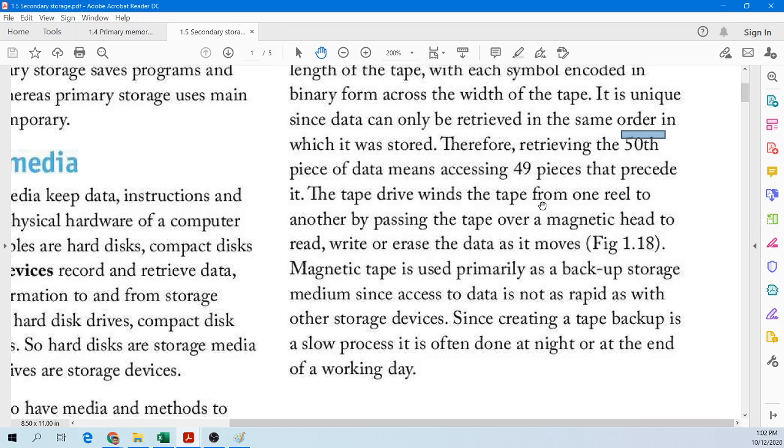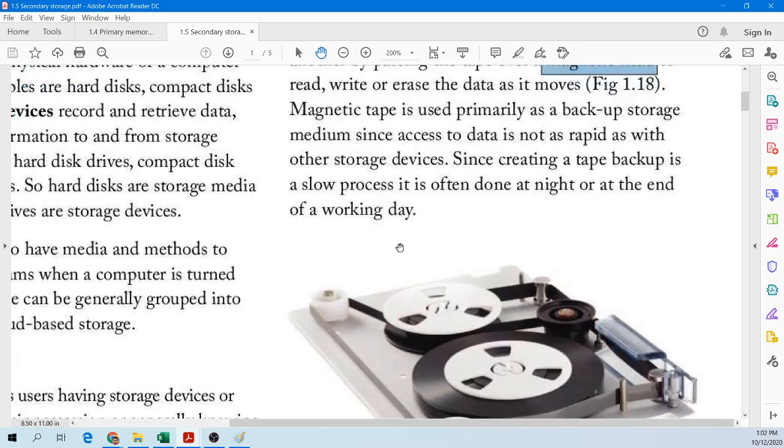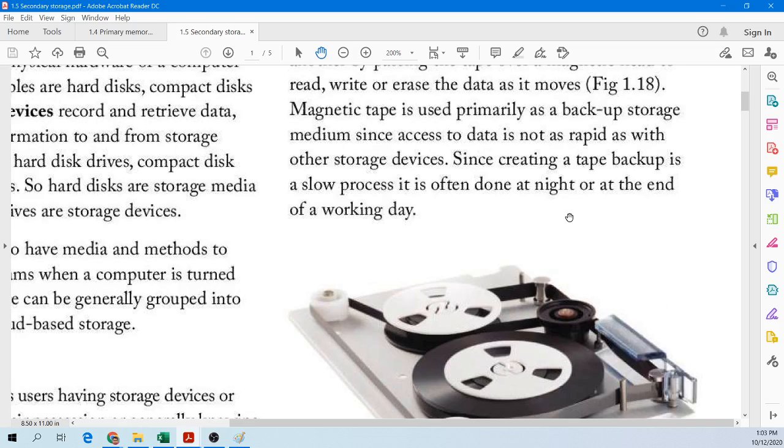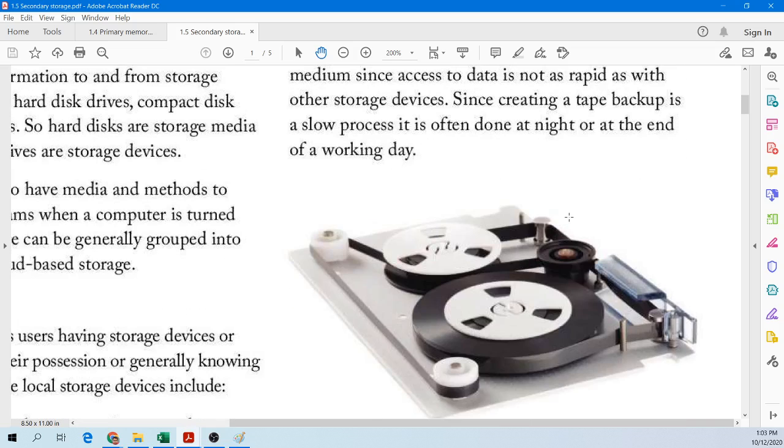Now the magnetic tape has a magnetic head, and that is what it uses to read, write, or even erase the data. So the magnetic head should be, I'm guessing, this part here at the top. Yeah, that looks like the only thing I'm seeing.